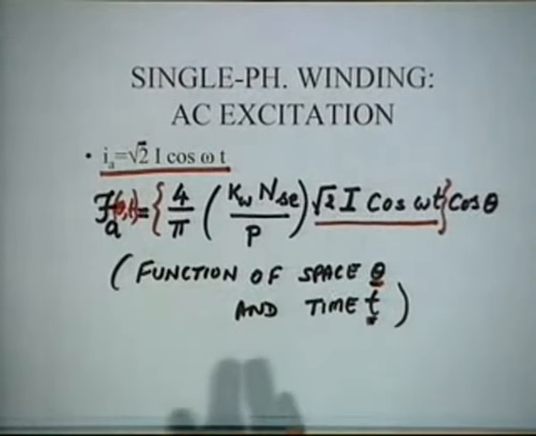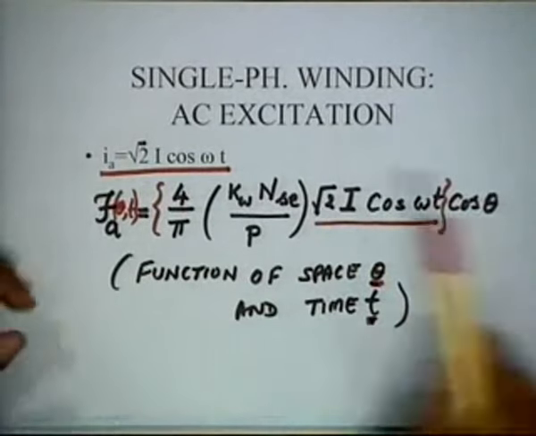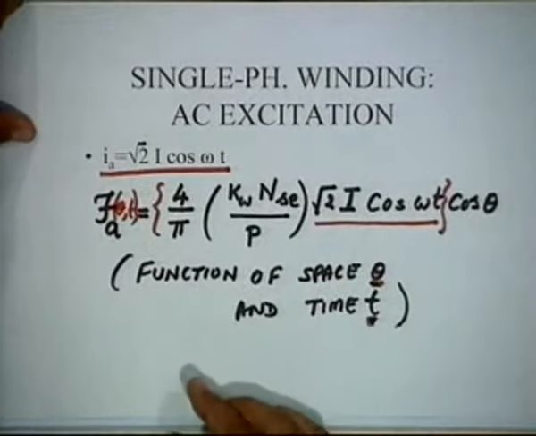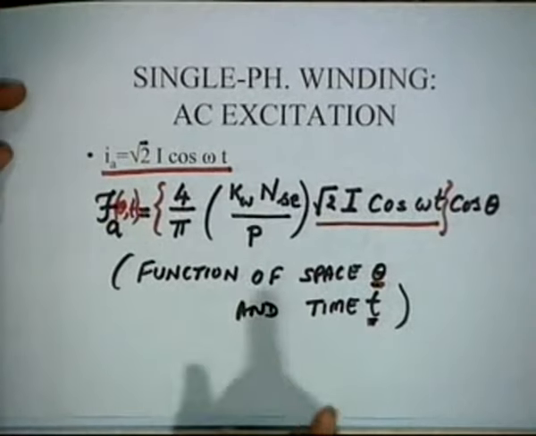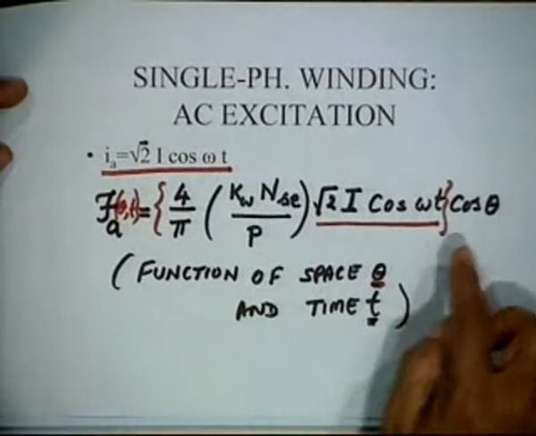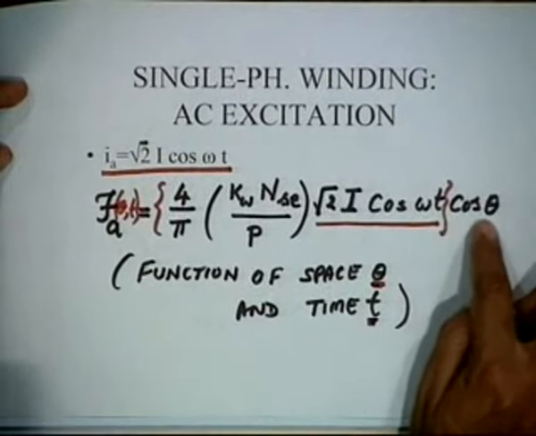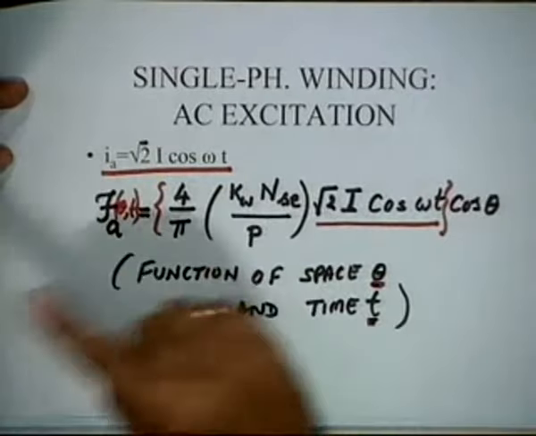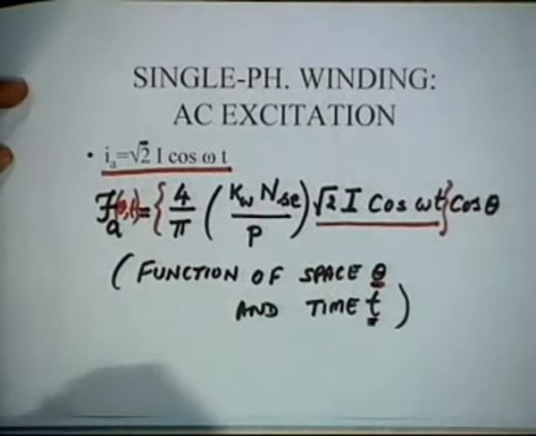So, we get an MMF which is both varying in space and time as given by this expression, and we are assuming a sinusoidal variation of MMF. That is why we call it cos theta. Otherwise, it would have harmonics. It is not a rectangular wave, it is a sine wave variation in space. It is varying in space in a sinusoidal manner. Okay.